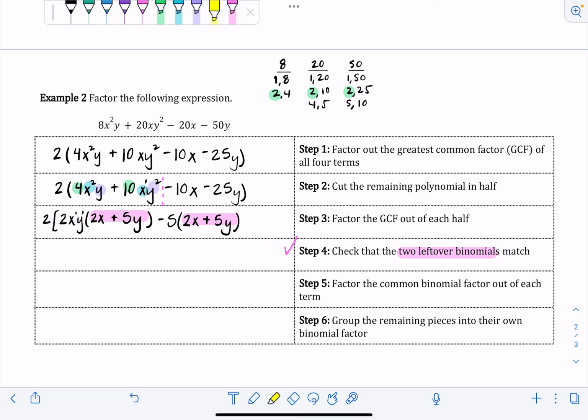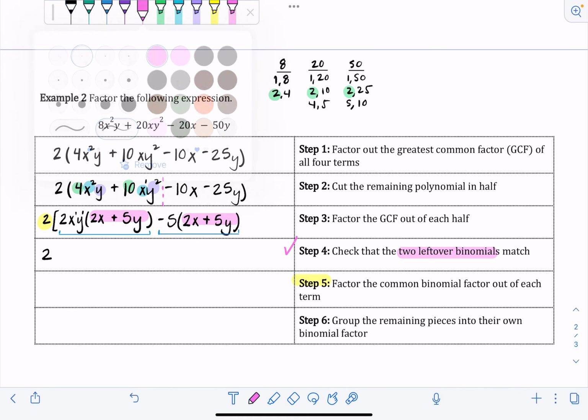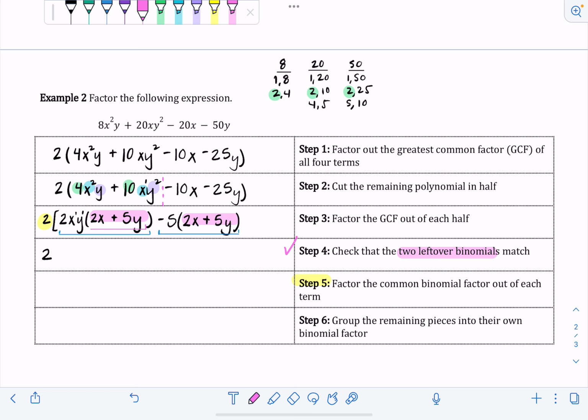Okay, and then moving on to step 5, factor the common binomial factor out of each one. What I just did is create two ridiculous looking terms. This first one is underlined, and now the second one is underlined as well. I'm going to continue to bring down this 2 right here. When it says factor out the common binomial factor, I get to pull this 2x plus 5y out of both. And it's going to come out in front right here, so 2x plus 5y. And this is step number 5.